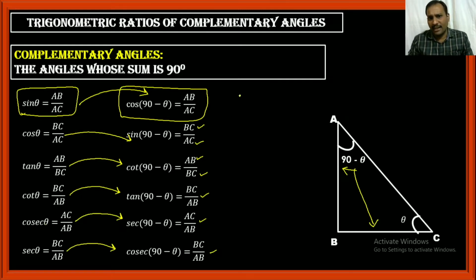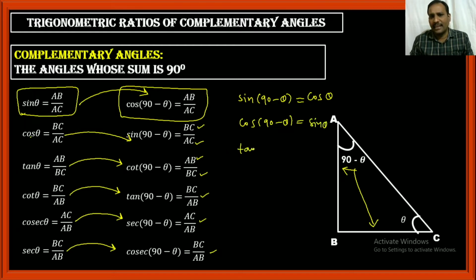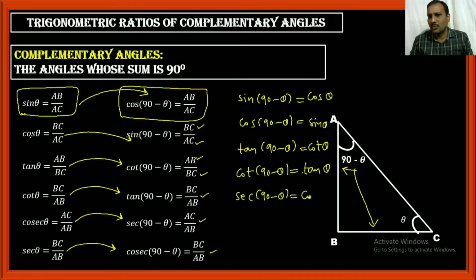If I write it together, sine 90 minus theta is what? Cos theta. And cos 90 minus theta is sine theta. Tan 90 minus theta is cot theta. Cot 90 minus theta is tan theta. Secant 90 minus theta is equal to cosecant theta. And cosecant 90 minus theta is equal to secant theta. Okay, these are the complementary angle relations.